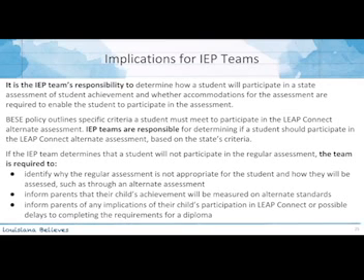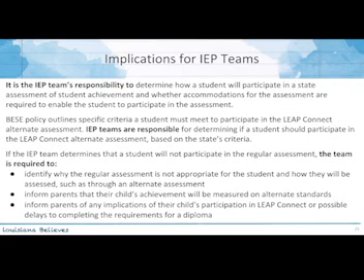BESE policy outlines specific criteria a student must meet to participate in the LEAP Connect alternate assessment. IEP teams are responsible for determining if a student should participate in the LEAP Connect alternate assessment based on the state's criteria. If the IEP team determines that a student will not participate in the regular statewide assessment, the team is required to identify why the assessment is not appropriate for the student and how the student will be assessed, such as through an alternate assessment based on the criteria in Bulletin 1530.